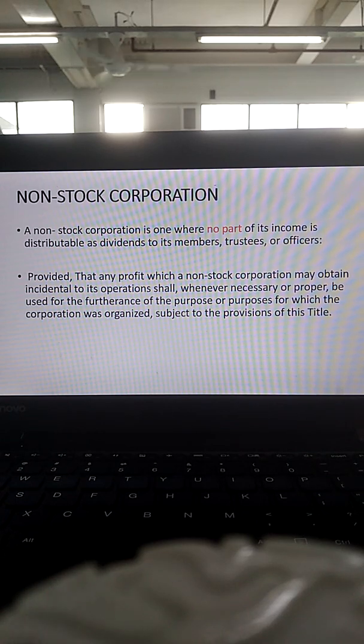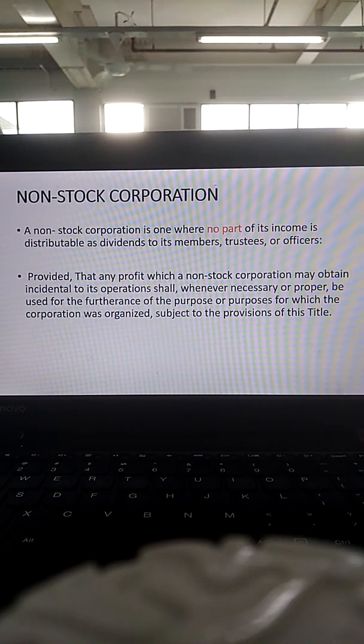All right. Now, in addition, it says here that any profit which a non-stock corporation may obtain incidental to its operations shall, if you say incidental, meaning to say by having the said corporation, okay, there are income, okay? Income, meron pong lumabas na income because of their operations, okay? Sabi dito, whenever necessary or proper, be used for the furtherance of the purpose or purposes for which the corporation was organized, subject to the provisions of this title.